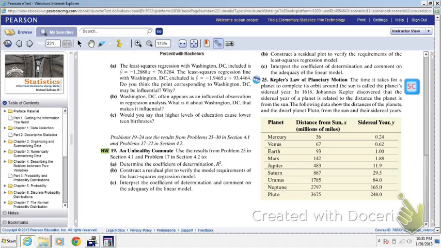And, as a stats student, I hope you would do the same, that you would be pulling examples from the book that you thought you should work. Number 25, well, Kepler's law of planetary motion is a good one for us to work through together.